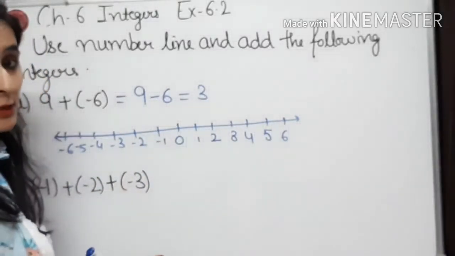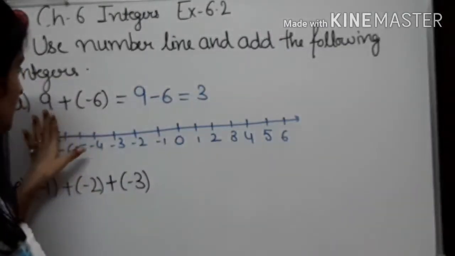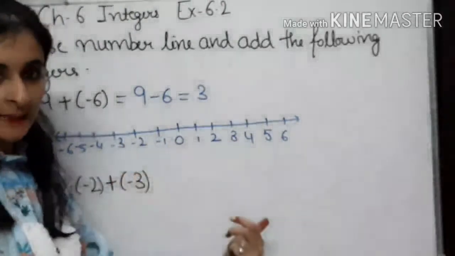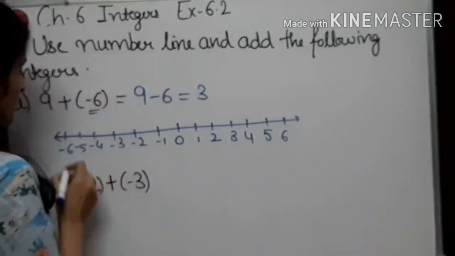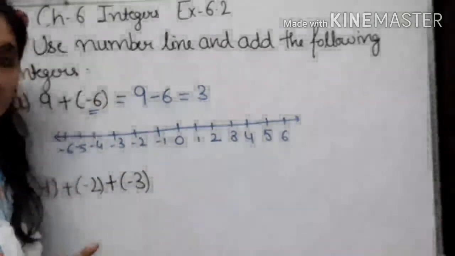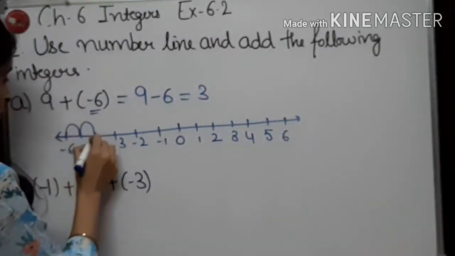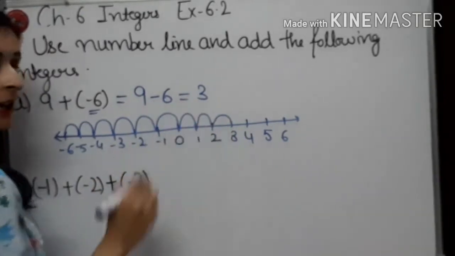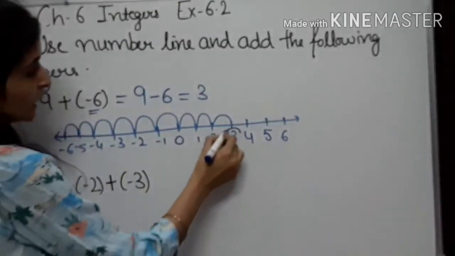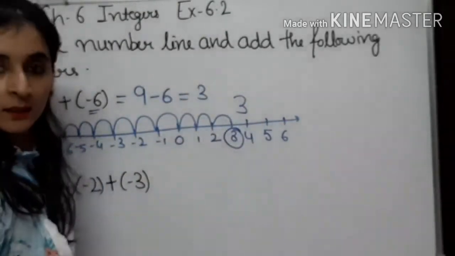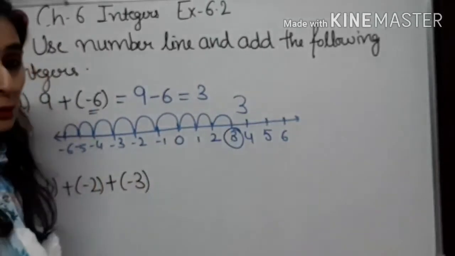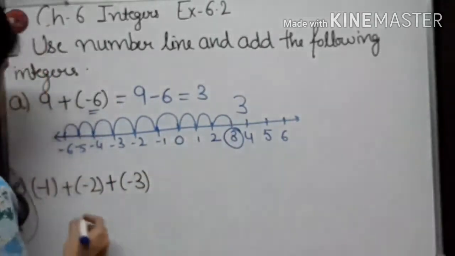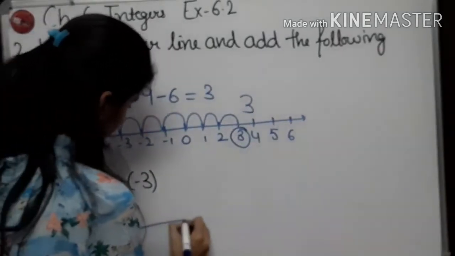But how will we reach 3? We have to add 9 to minus 6. When we have to add, then we move to the right-hand side. So we have to start from minus 6 and take 9 steps. So 1, 2, 3, 4, 5, 6, 7, 8 and 9. So we have reached the number 3. Okay. So that is how we have to do addition on a number line.